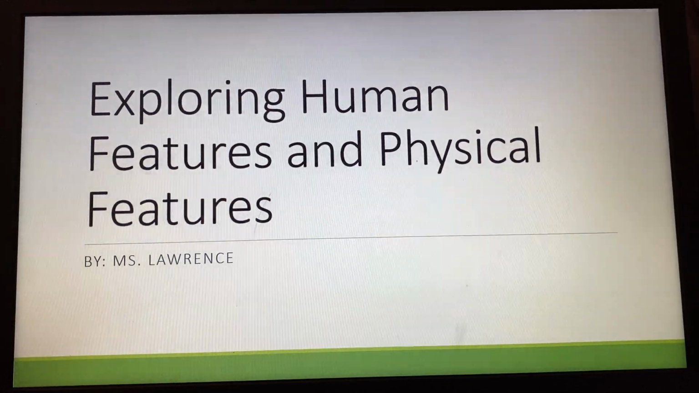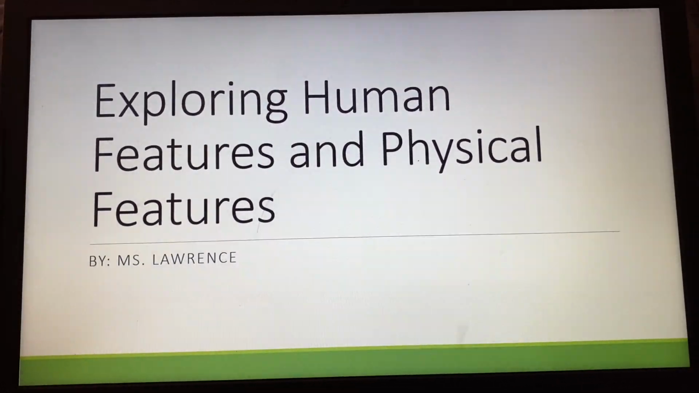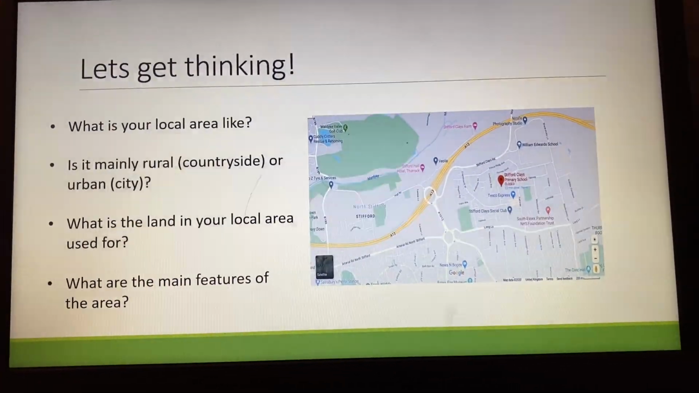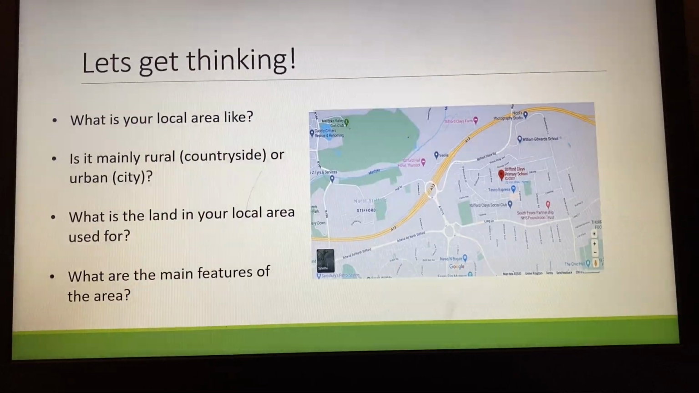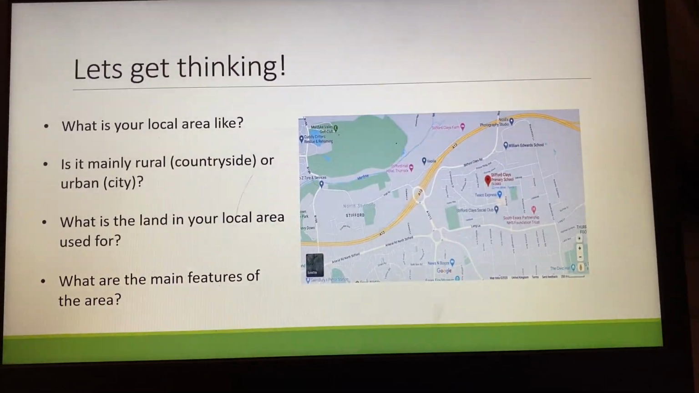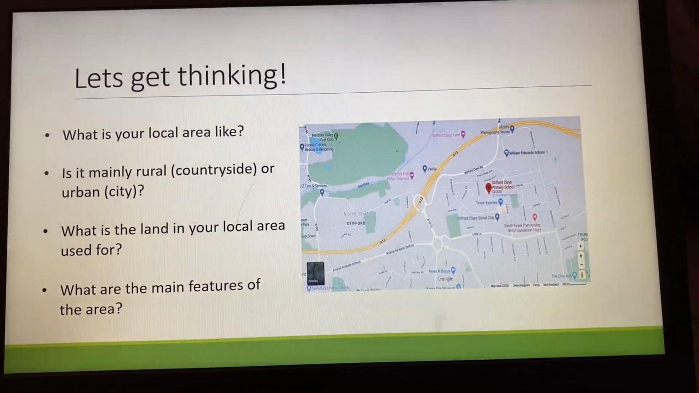I'm here to do another video with you today, and today I'm going to talk to you about human features and physical features of landscapes. So let's get thinking. I want you to think about the area where you live, so your local area. And I want you to think about, is it a mainly rural area, so is it countryside, or is it an urban area like a city or a town?